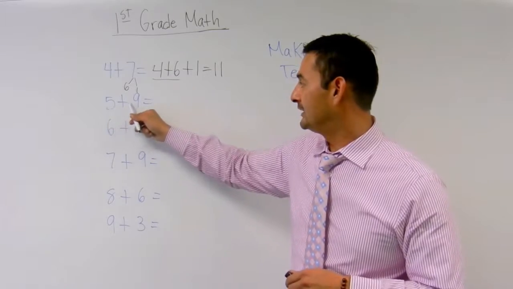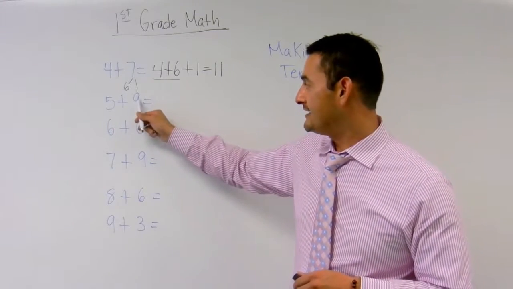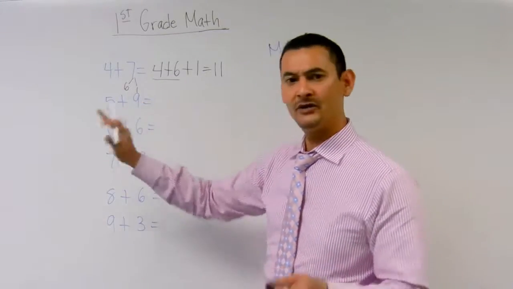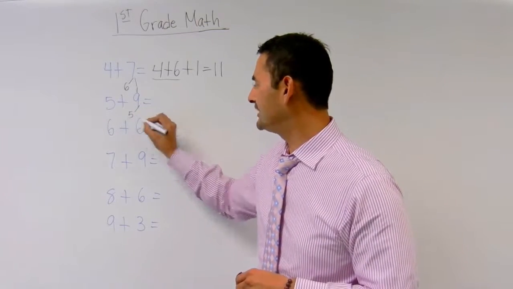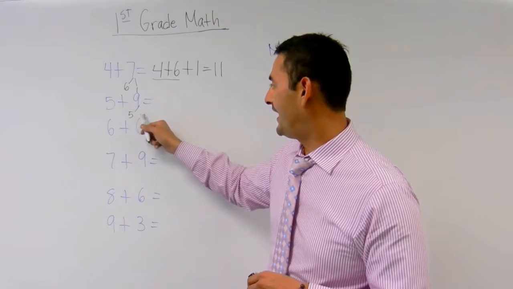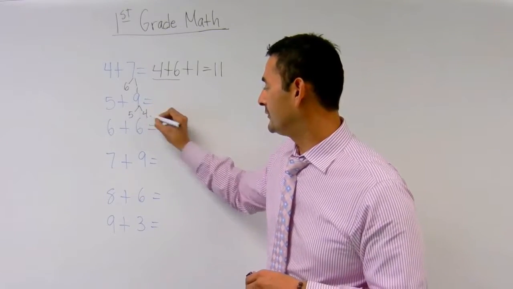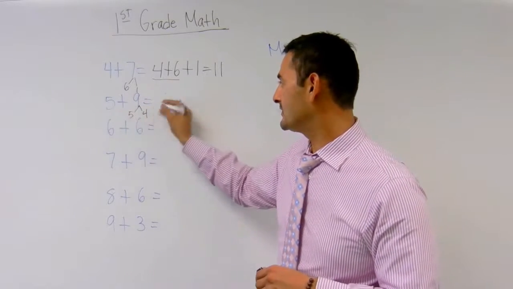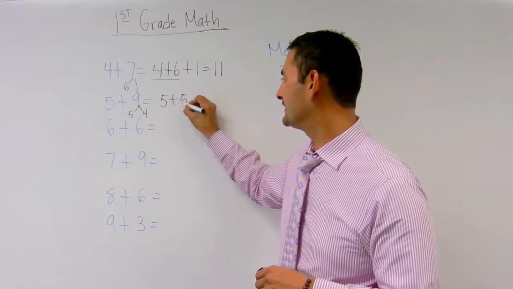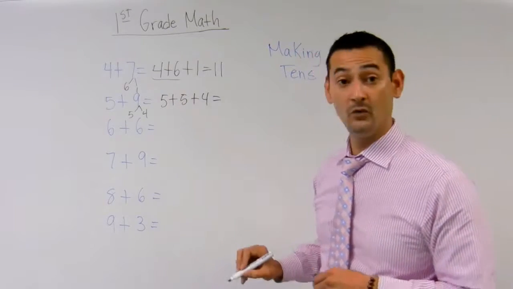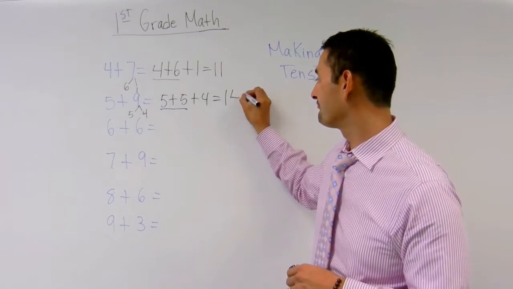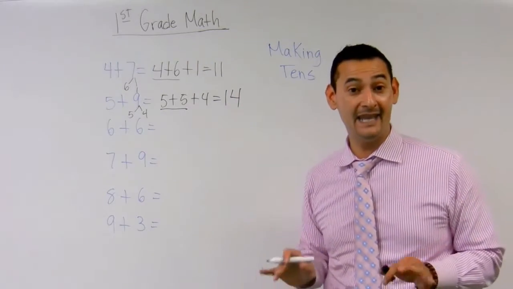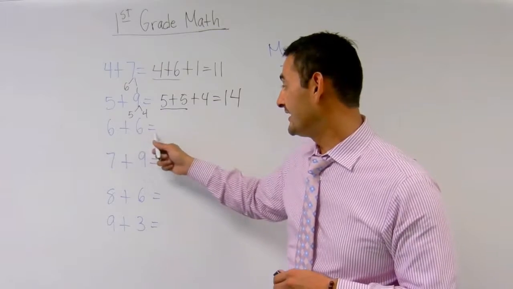I've got 5 plus 9. Well, I've got 9 here, and I can do it either way. It's okay, but I'm going to just use this 5. I know that 5 plus 5 equals 10, and 5 plus 4 equals 9. So I'm going to bring this over. 5 plus 5 plus 4 equals, 5 plus 5 is 10, plus 4 more, 14. Piece of cake, right? Now, let's take a look at this one here.